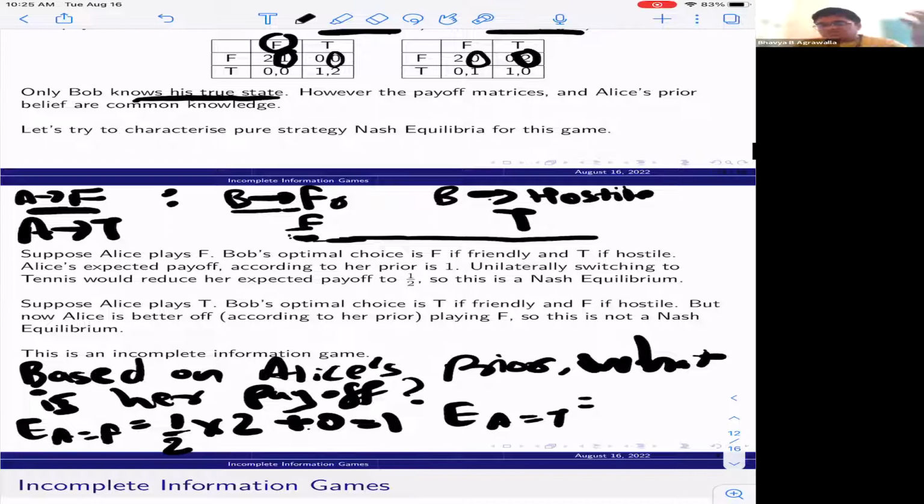So let's say Alice decides that Bob is playing this strategy when he's friendly and this strategy when he's hostile. What happens if I change to tennis? If Alice changes to tennis, in the case where Bob is friendly, her payoff is zero, and in the case where Bob is hostile, her payoff is one. So in this case, it's just half into one equals half. So football is the optimal strategy for Alice. So a world where Alice plays football and Bob plays football if friendly, and Bob plays tennis if hostile is a Nash equilibrium.